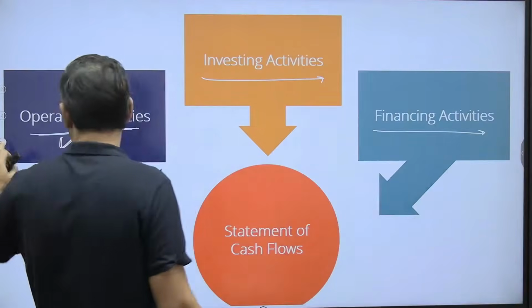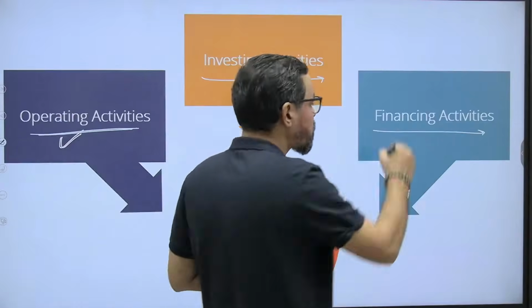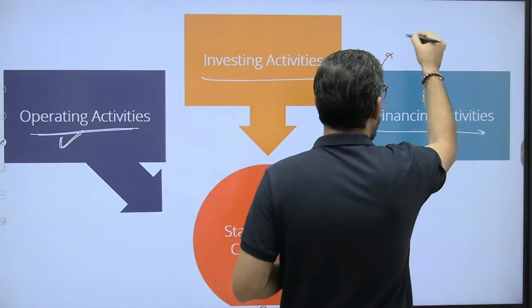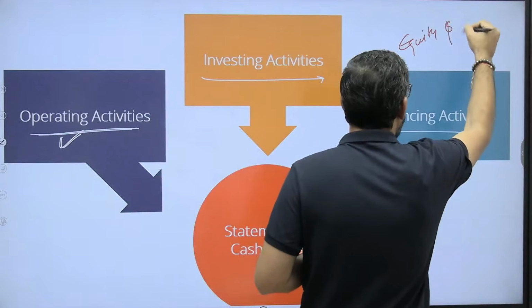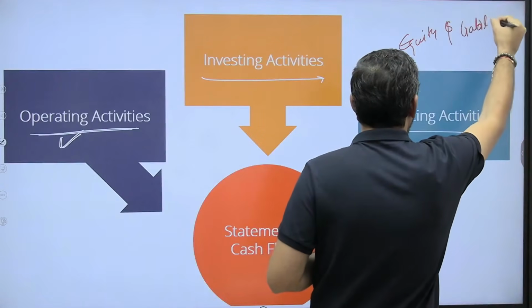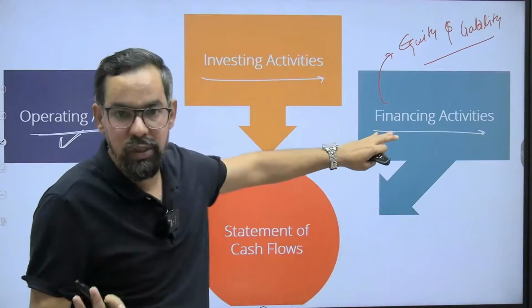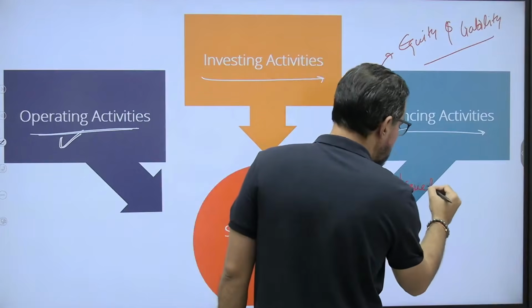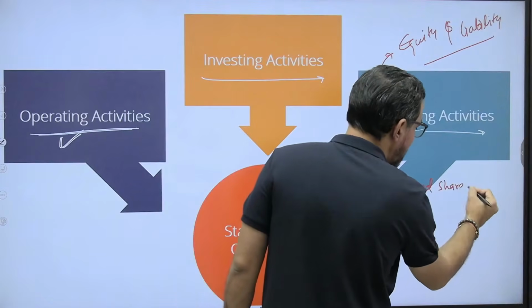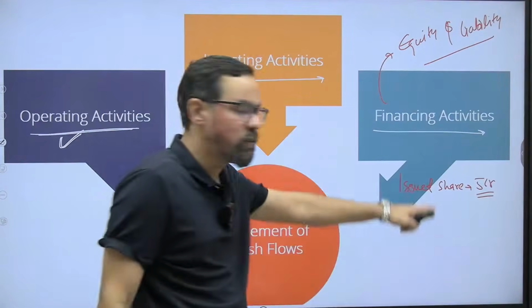When it comes to financing activities, they directly impact your equity and liability. Okay? So how will they make an impact on equity and liability? These are basically financing sources. Let's say we issue shares. We have issued shares, so that means your equity will increase worth rupees 5 crore. So your equity will increase by 5 crores.